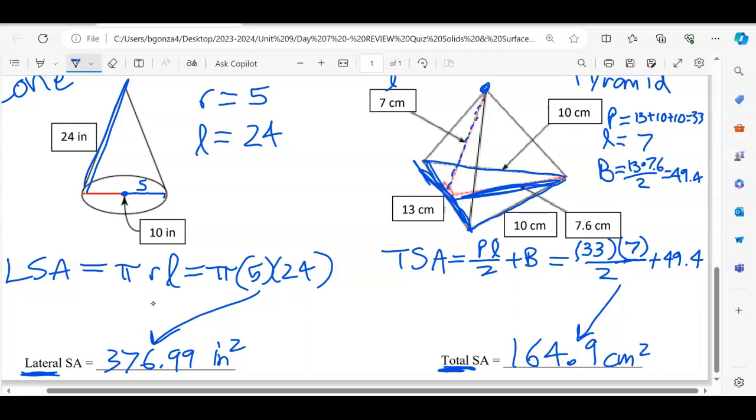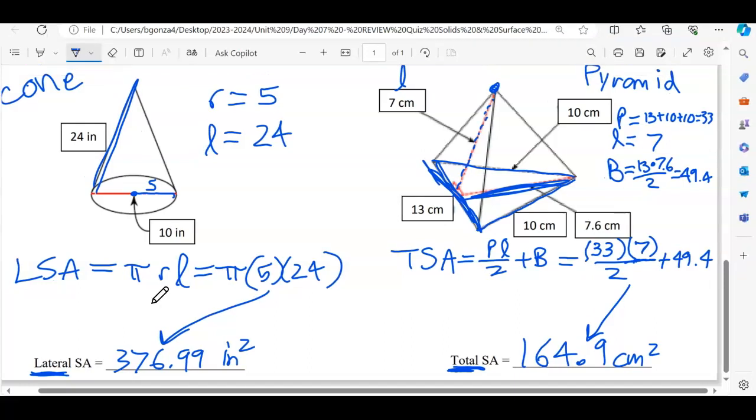Okay. The trick with the quiz is you have to tell me the right surface area. Is it asking for lateral? Is it asking for total? You got to be careful. Okay, and you have to identify the shape correctly to get these right. You have to show your work. If you just have answers, I will chuckle and not give you credit.